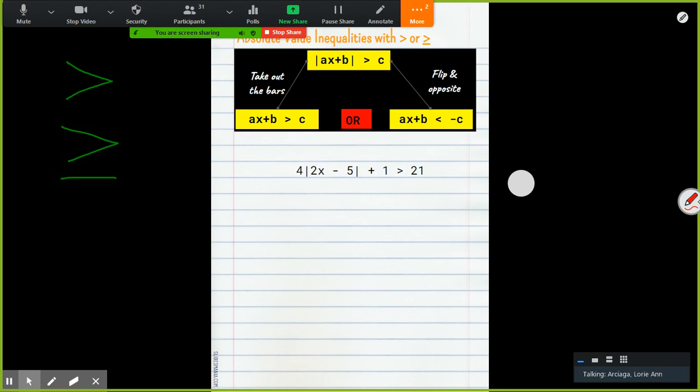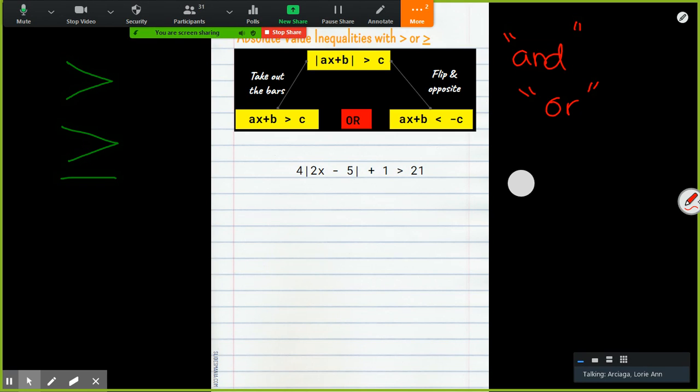Here it says you take out the bars, right? And you copy the problem exactly as it is. So same expression, same constant. But now you have to put it in two parts, right? Earlier it was just one straight inequality, but now there's two. We're using the connector or. And by the way, why or? If you remember last lesson, we have two types of inequality, an inequality that uses and, or or. Okay?